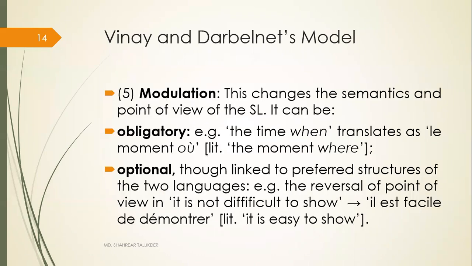The other thing, the fifth one, and for the oblique translation, the second one after transposition, is modulation. This changes the semantics and point of view of the source language. So it is the change of point of view, and also the semantic change that you would like to bring. That is modulation. Modulation means, in Bengali we call it poriborton. Like a fluctuation, rise and fall. So the semantics and point of view, in these two cases you can bring the modulation or change.